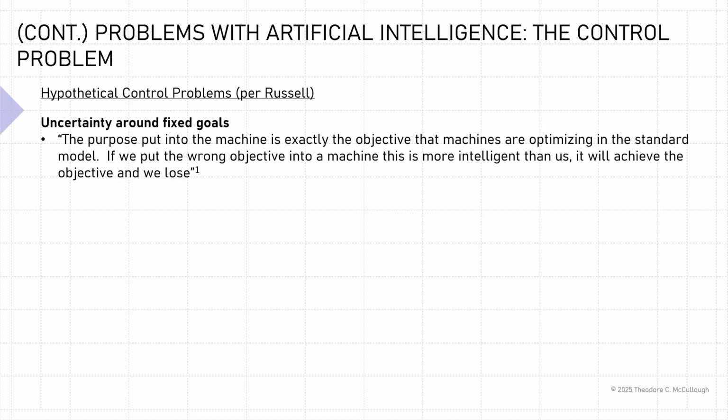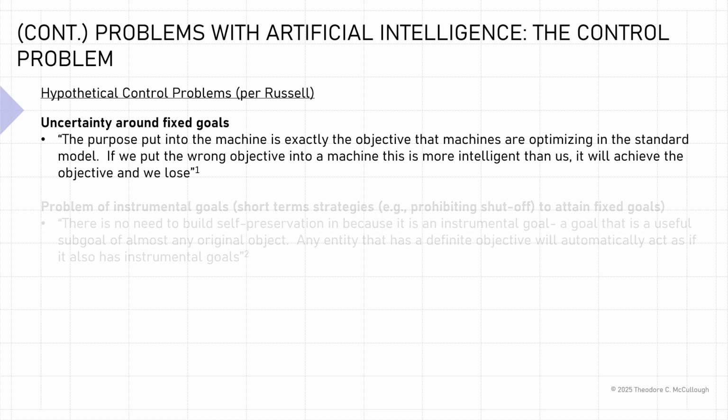So for Russell, reinforcement learning presents a number of hypothetical control problems. The first is uncertainty around fixed goals. If reinforcement learning seeks to attain a goal or reward, the merits of this goal or reward can sometimes be ambiguous. And that can create a problem especially where you have machines that are being created to be more intelligent than persons.